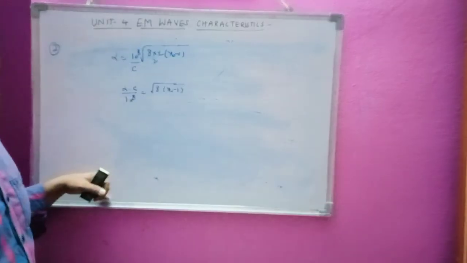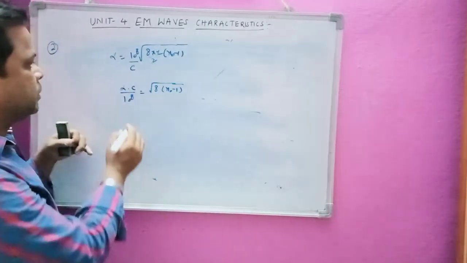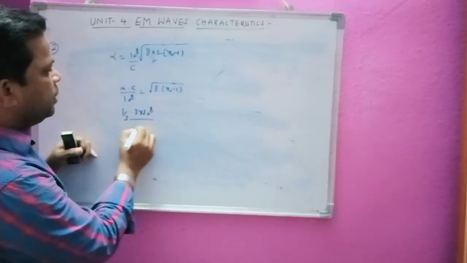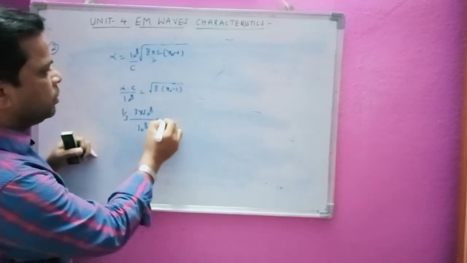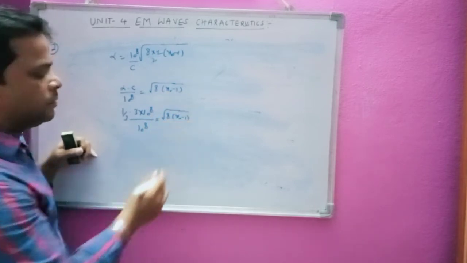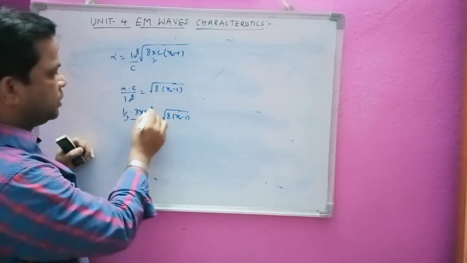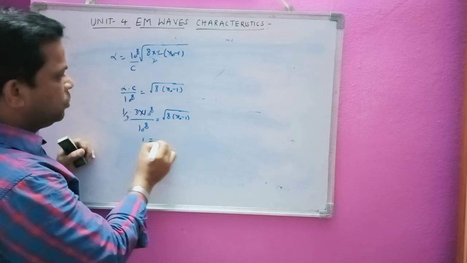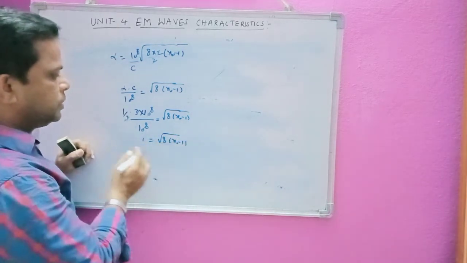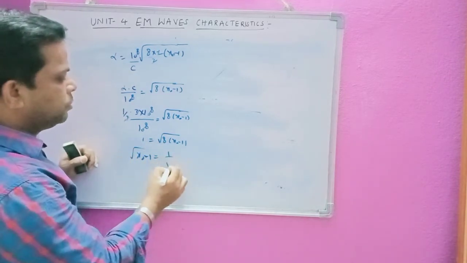The alpha value he has given is 1 by 3, so 1 by 3 into 3 into 10 to the power of 8 by 10 to the power of 8 equals square root of 8 into x naught minus 1. If I calculate these values, the cancellation occurs, so 1 is equal to square root of 8 into x naught minus 1. If I send this to the right hand side, square root of x naught minus 1 is equal to 1 by root 8.